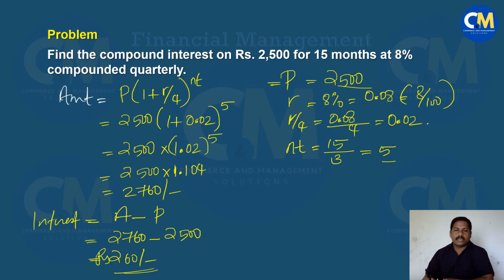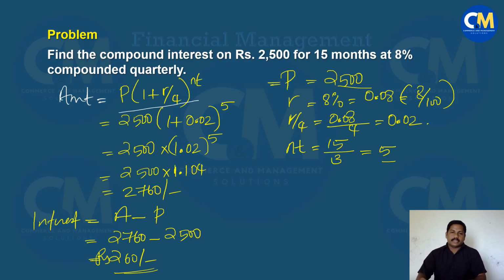If you got how to calculate in this kind of situation, here I would like to give you one additional point. If it is asking for yearly, there is no doubt: P into 1 plus r raised to n. If you are calculating yearly, there is no issue. If you are calculating quarterly, we can use the equation we discussed here, that is P into 1 plus r by 4 raised to nt.